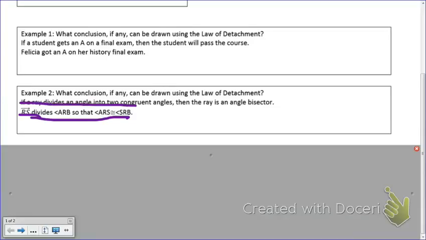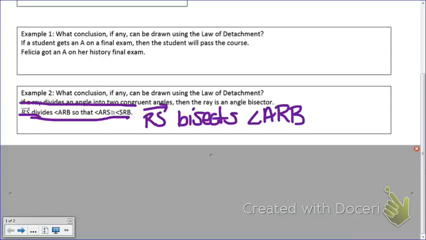They match each other, so therefore we would know that ray RS bisects angle ARB. Since the statement matches the hypothesis of the conditional, then we know that the conclusion of the conditional also must be true.